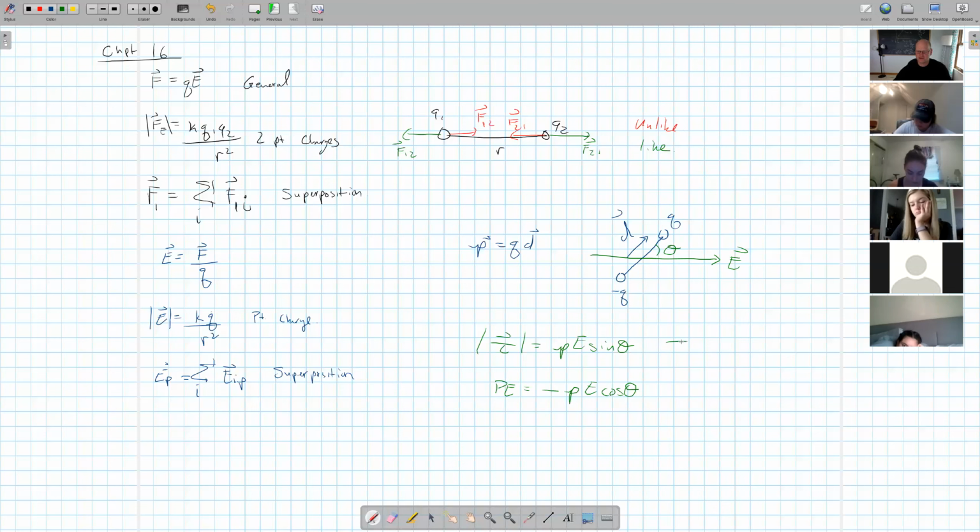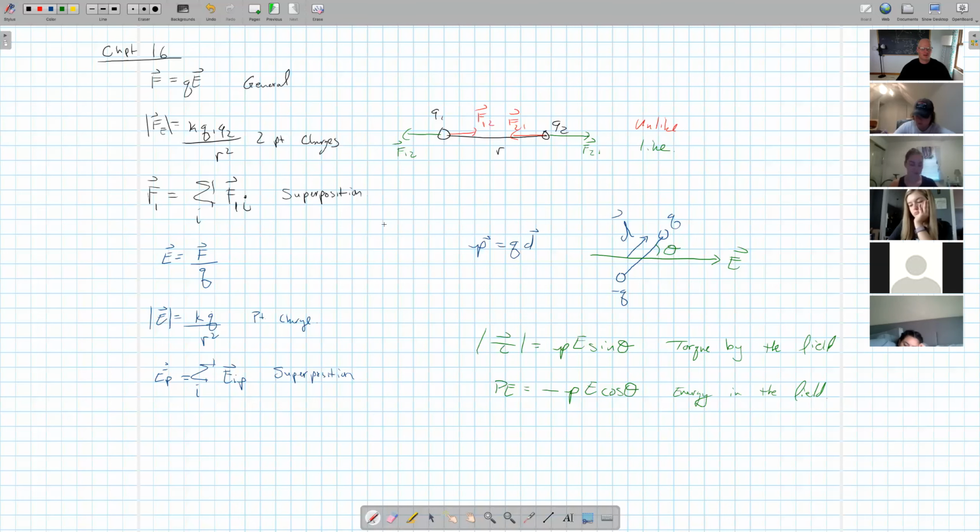So this is the torque by the field. And then this is the energy in the field. So that's it. So that's all chapter 16. So not too bad, just a few things. Not too bad.